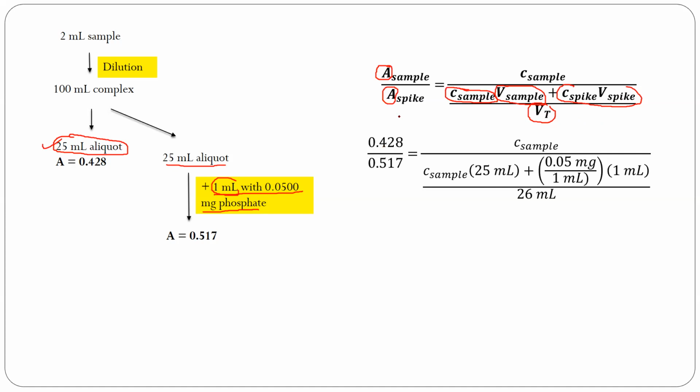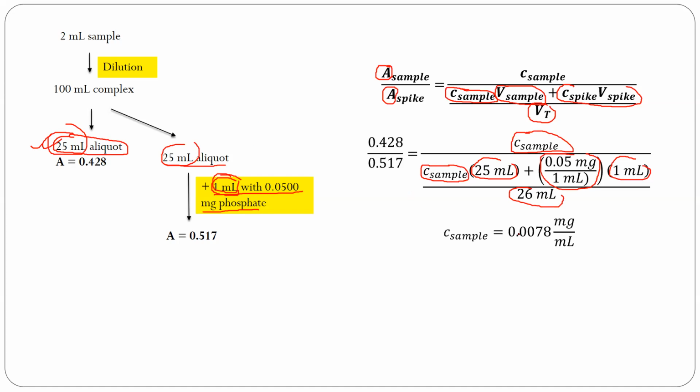So let's substitute what we know. A sample or absorbance of the sample is 0.428. Absorbance of the spike is 0.517. C sample is what we're looking for. Volume ng sample, 25 ml. Kung naalala natin, nandito rin siya. Now, for the concentration of the spike, sabi, nag-add ka ng 0.05 mg doon na yun yung laman ng isang ml. So yun yung concentration. Ilan in-add mo? 1 ml, isang ml lang din daw. So divided by the total volume. So ang total volume is 26 ml. Saan nakuha yan? 25 ml plus 1 ml. So isang unknown na lang yan, which is the concentration of the sample.